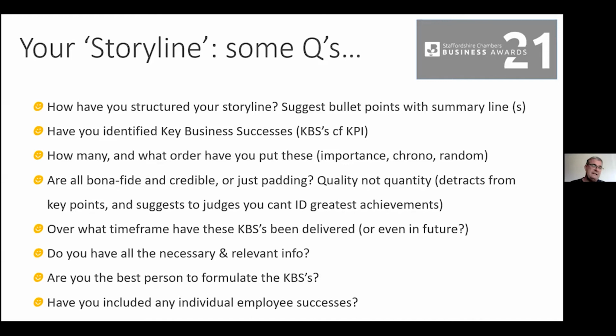So the best ones that we will see are the ones where the key business successes jump out the page at you. And the best way of doing that is by bullet points. We don't mind an intro paragraph or an intro sentence or two, but if we can get those key business successes right up there at the start. Here's why we're entering. Here's what we believe is great about it. And then you can expand that and you hook the judges in.